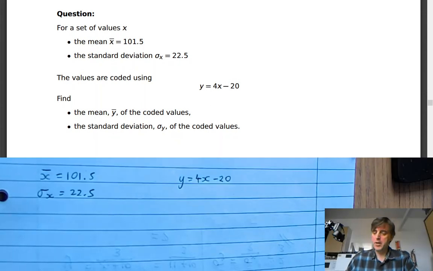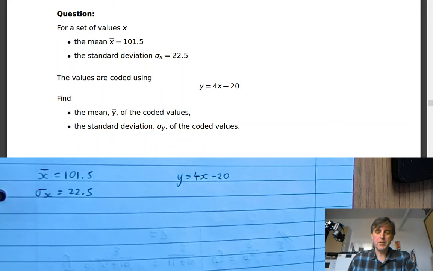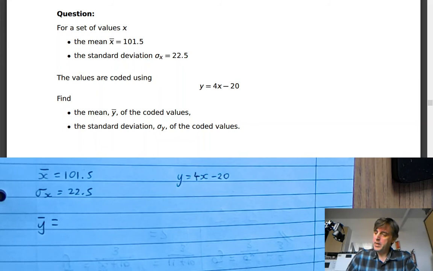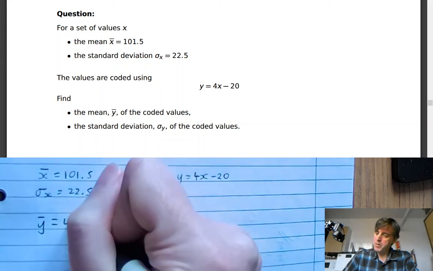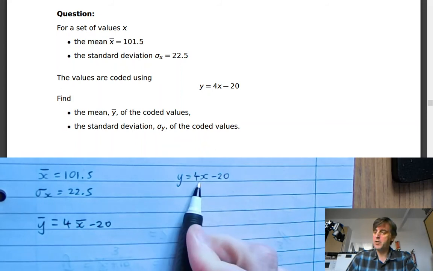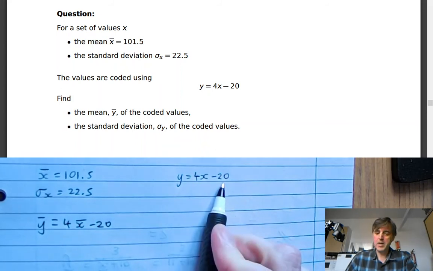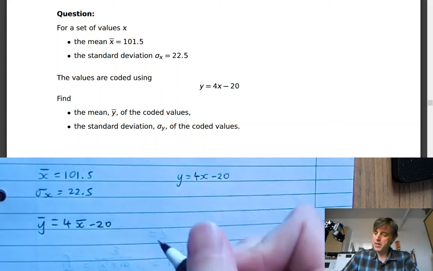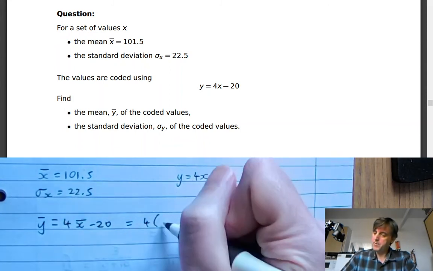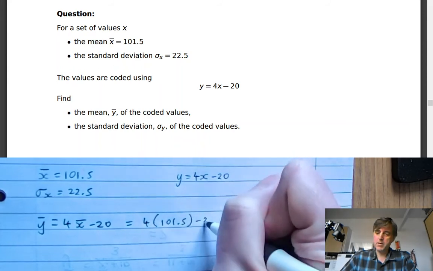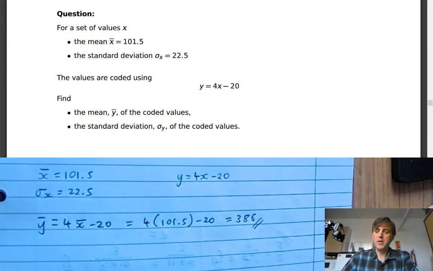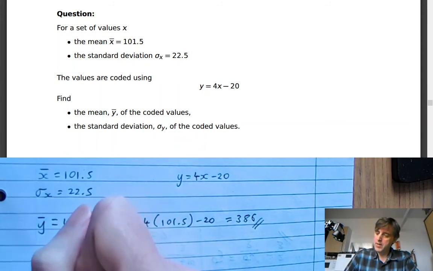So let's quickly just check the answers, see if you agree with this. So the new mean is going to equal 4 times the old mean minus 20, and that's because the mean is affected by both the multiplying factor and the subtracting thing here. So if we work out what that is, that becomes 4 times the old mean, 101.5, minus 20, which I think becomes 386.